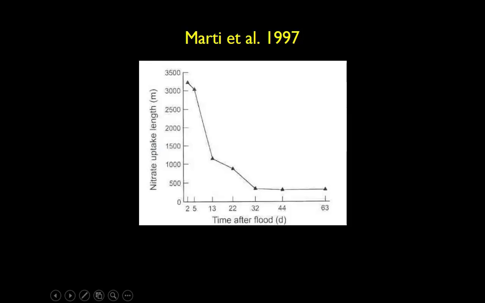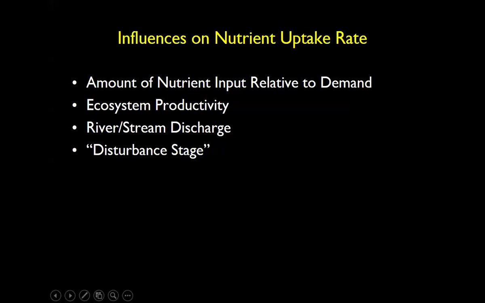Yeah. Our producers, the periphyton that's on those rocks, when you have a flood that comes through, it's going to wash all those off the rocks. And so there's not going to be any there to take up the nitrate, or very little there to take up the nitrate. So as time goes on here, then that community of producers gets established, and then it's able to take it up. So another thing that's important is what we might call the disturbance stage of the stream. Like how long has it been since there's been a flood or something that just like rolled those rocks around on the bottom of the stream, washed the periphyton off, you know.